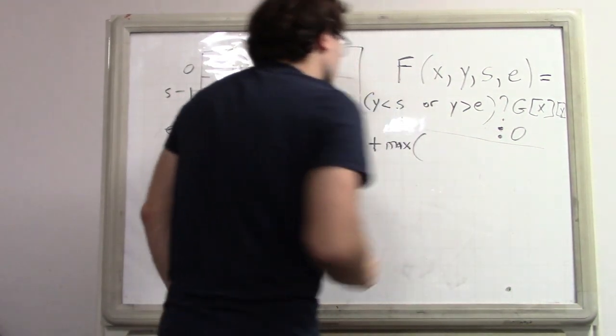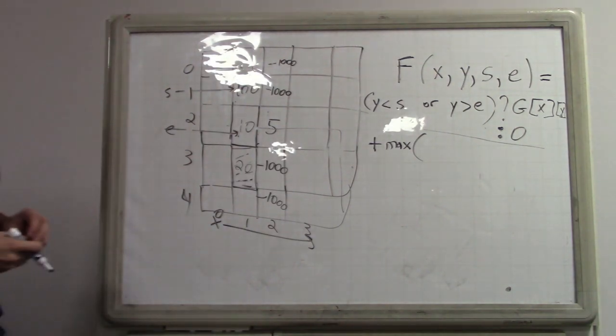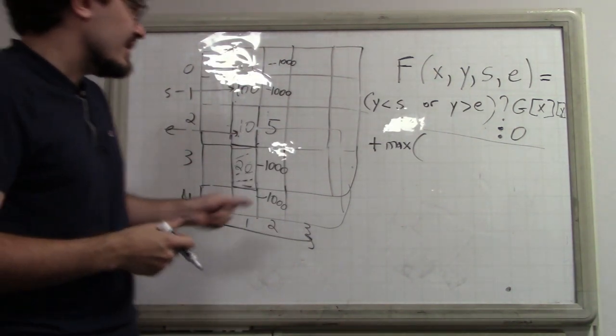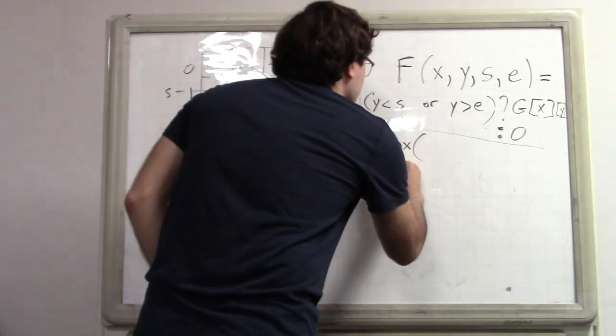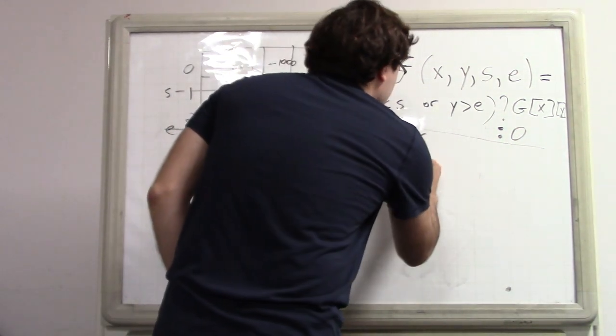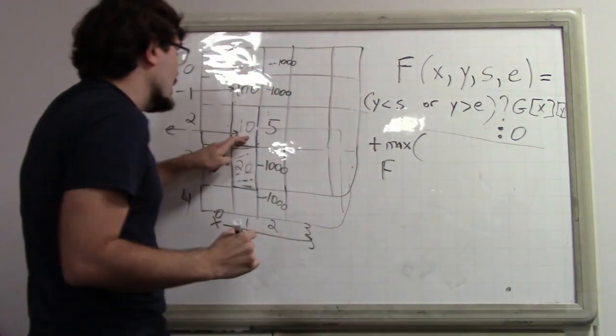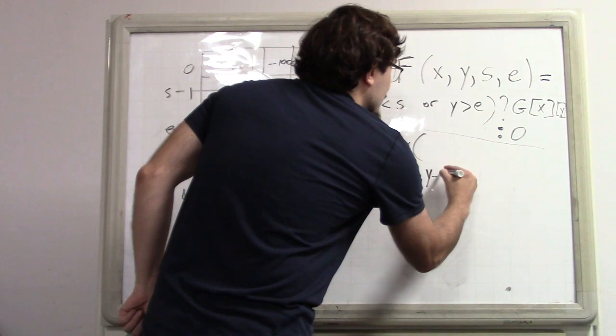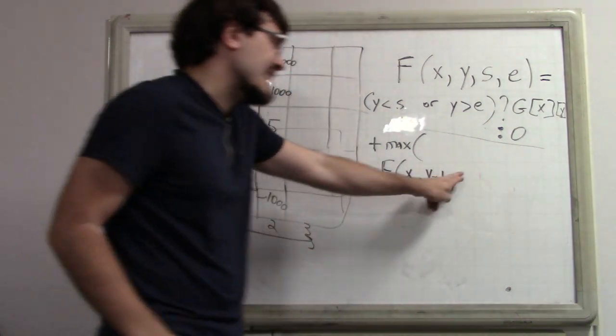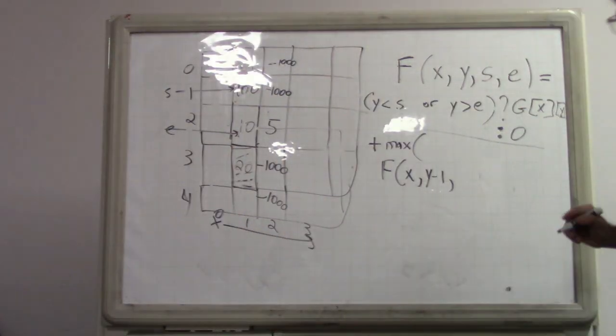I'm trying to get through this quickly because this isn't really the solution I want us to focus on, but what are some of the things we should add in the max? If we go up, then it will be f of x, y minus 1. And then these s and e expressions, what will they be?